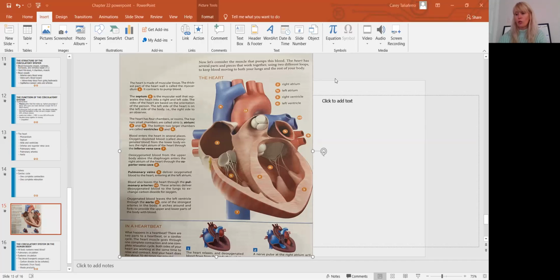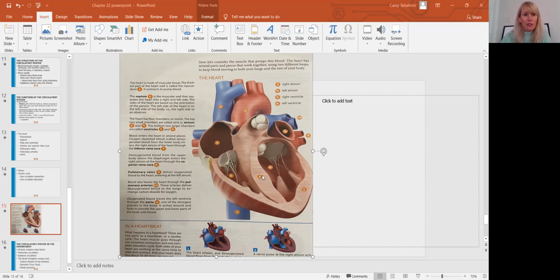All right, so we're going to start with number one. So this is the same page as your textbook page 436. All right, but number one, first of all, muscular tissue, cardiac muscle makes up the heart. Here is the thickest part of the heart lining, and that is called the myocardium. It contracts to pump blood. Then you have number two, which is the septum. This is the muscular wall that separates the heart into its left and its right side.